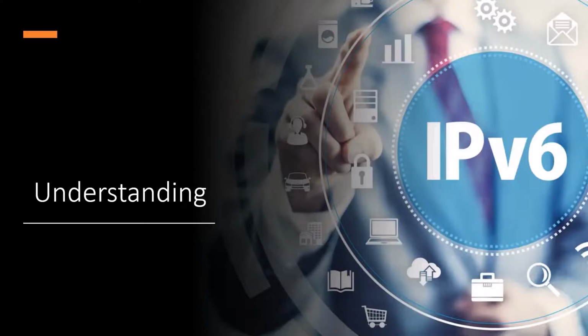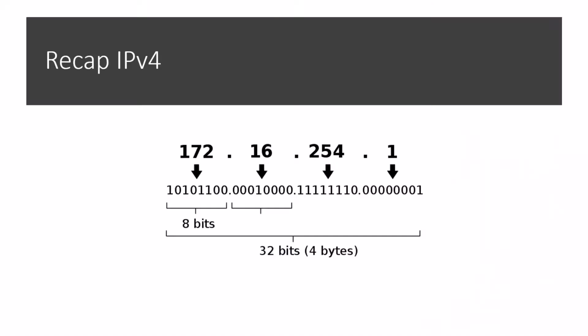For this video, we'll be looking at IPv6. For a recap of IPv4, IPv4 addresses are 32 bits in length, consist of 4 sections known as octets, each section separated by periods, and comprised of numeric decimal notation ranging from 0 to 255.